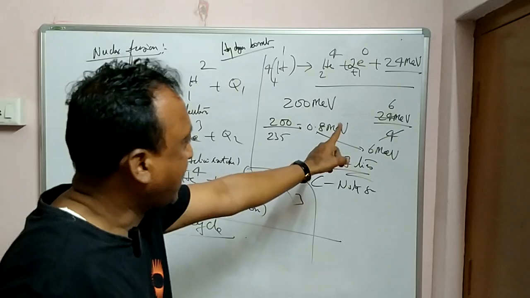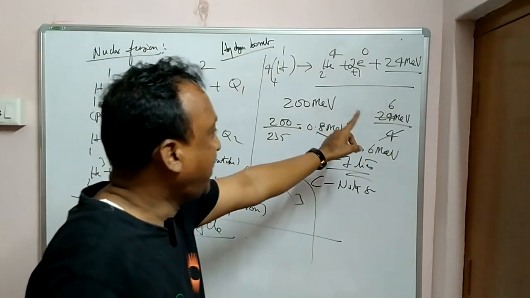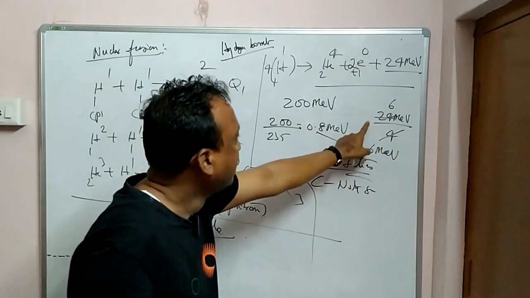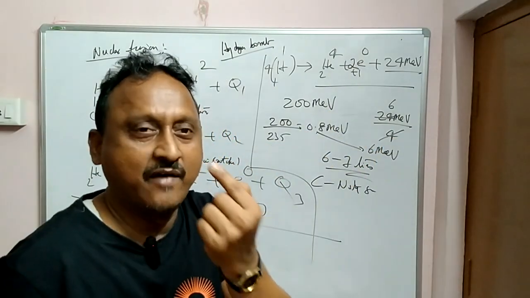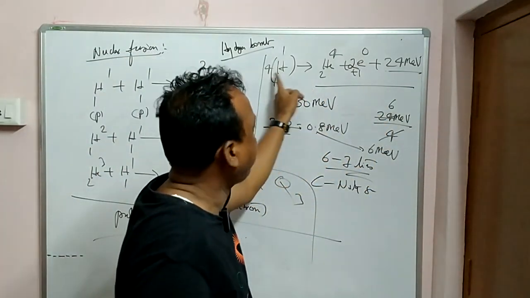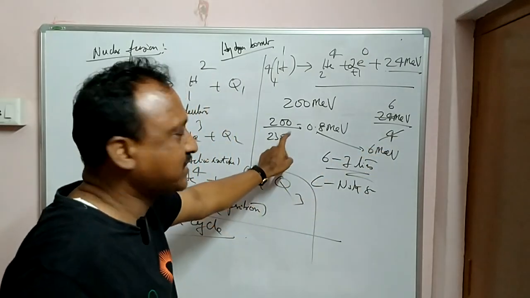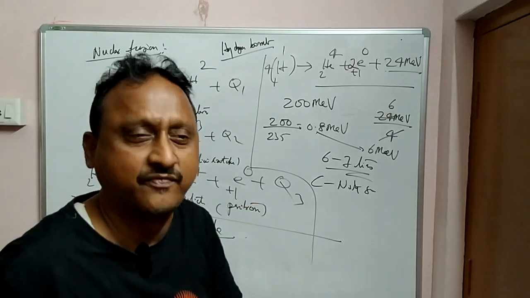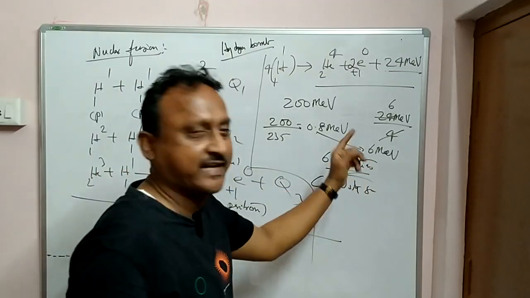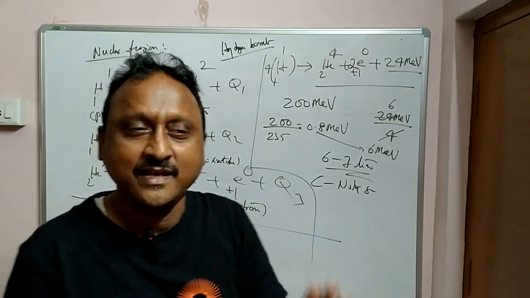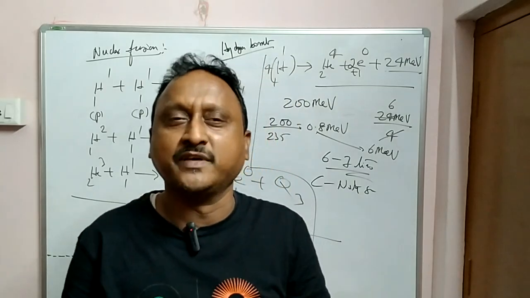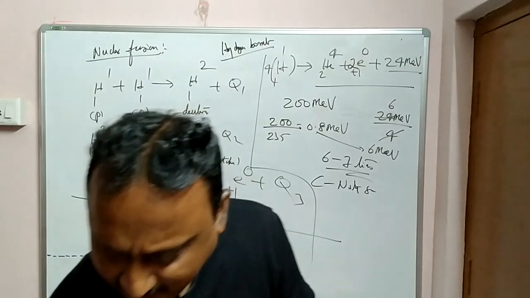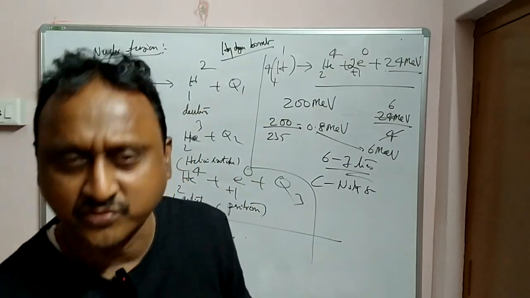Clear? So here you can observe very clearly hydrogen bomb, whatever energy is present in the sun and stars. For one fusion, what is the average binding energy? 24 by 4, 6 MeV. This is for average binding. For nuclear fission, how much did we get? 200 by 235, 0.85. So fusion is 6 to 7 times greater than fission reaction. Clear? Therefore hydrogen bomb is more dangerous than atom bomb. This is how you can differentiate between nuclear fission and nuclear fusion reaction.